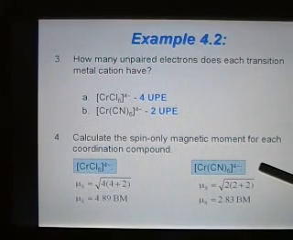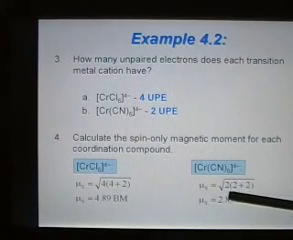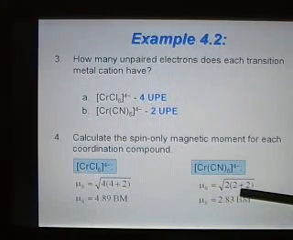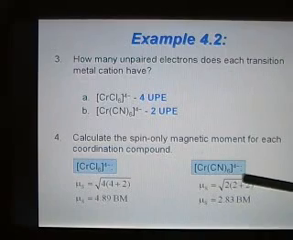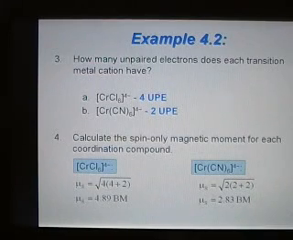For CrCN6 4-, you only have 2 unpaired electrons. So 2 times 4 is 8. The square root of 8 is 2.83. So the magnetic moment, spin-only component, should be 2.83 Bohr magnetons.